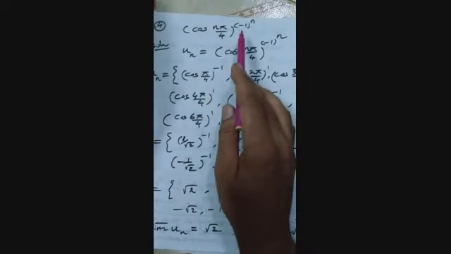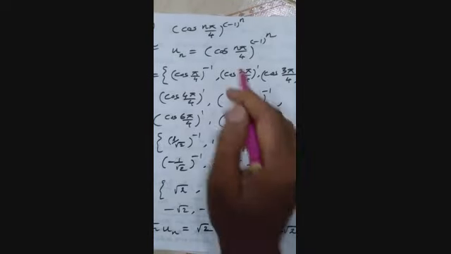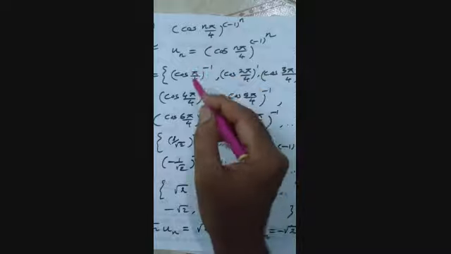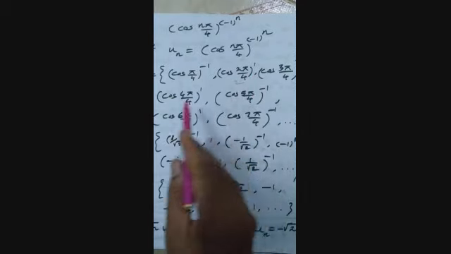The fourth problem, a very interesting one: cos n pi by 4. This question has been asked several times in competitive examinations. Cos of n pi by 4, whole power minus 1 whole power n. Give the values for n as 1, 2, 3 and so on. We are getting these terms: 1, 2, 3, 4, 5.